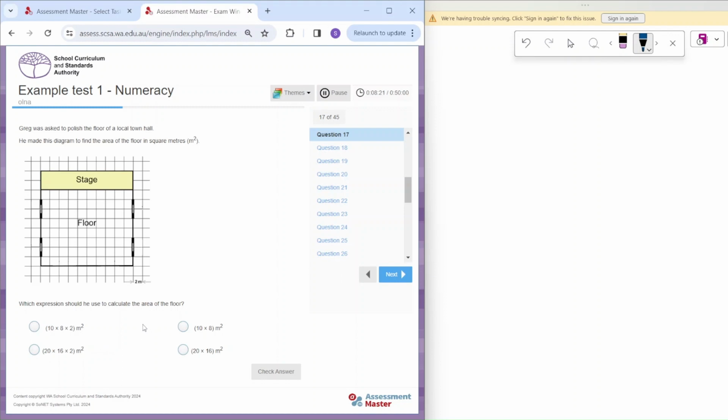So in this case, we're looking for the one with the right answer. It's important to pay attention to the question, because sometimes it'll actually say what expression should he not use, or what expression does not give the area of the floor. But in this case, we're looking at an expression that gives the area of the floor.